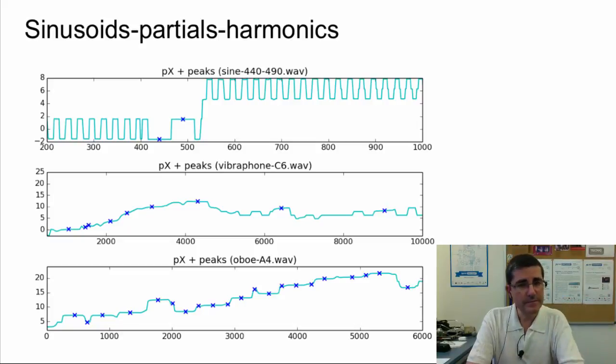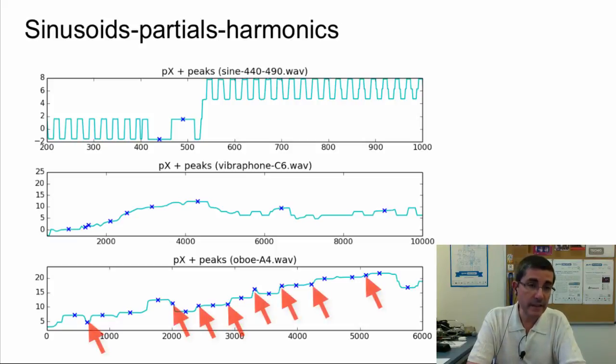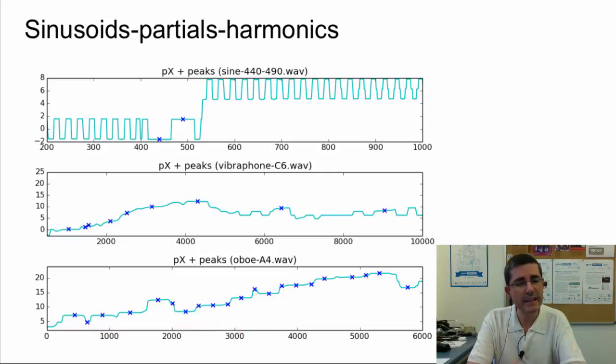And finally, on the oboe sound, we see the same thing. Some of the crosses are clearly in a flat region, and this clearly means that it's a stable component. So it's a flat phase, stable component, and some of the crosses are not in such areas, though, so that might give some indication that they are not sinusoidal, or they cannot be modeled easily as sinusoidal components.